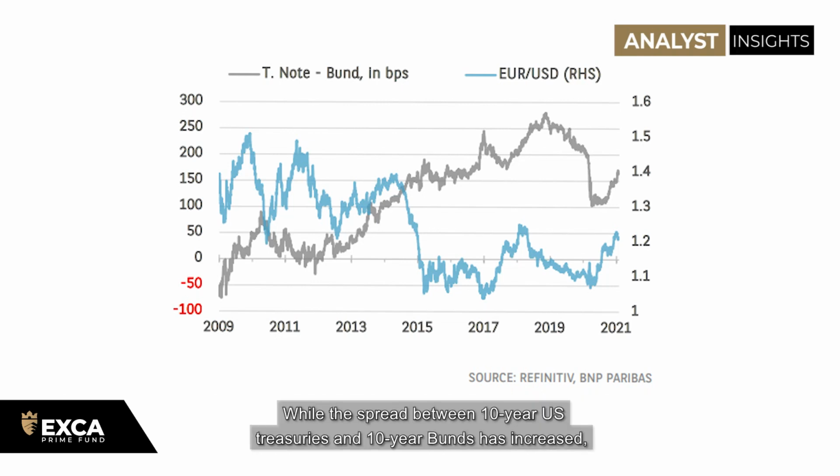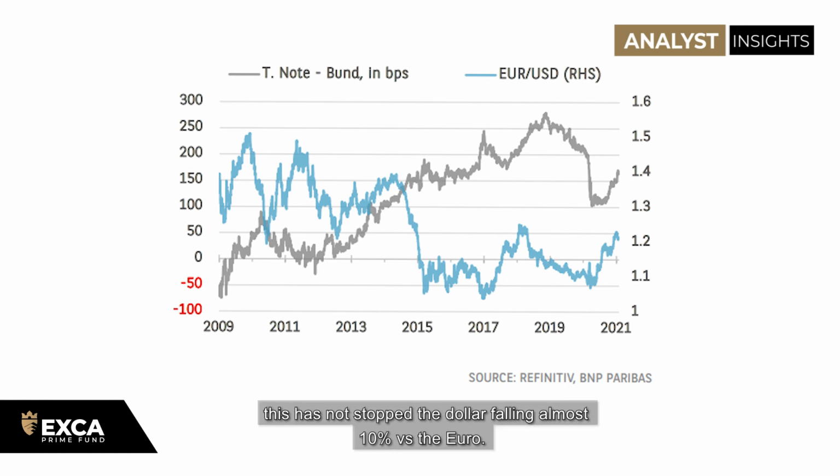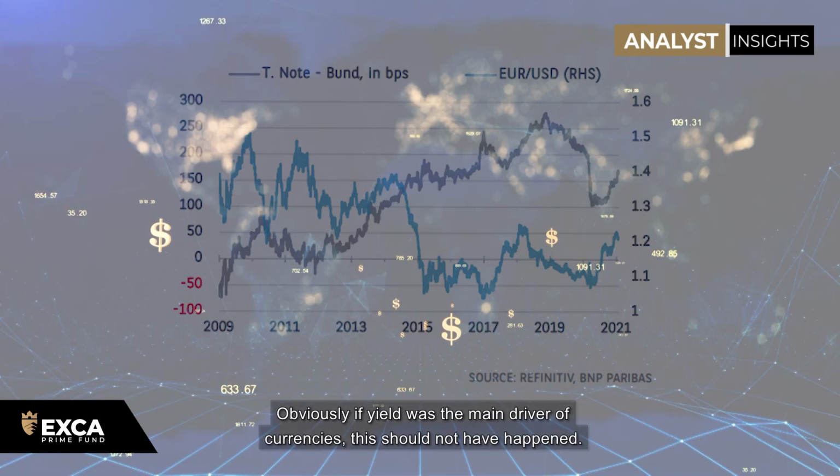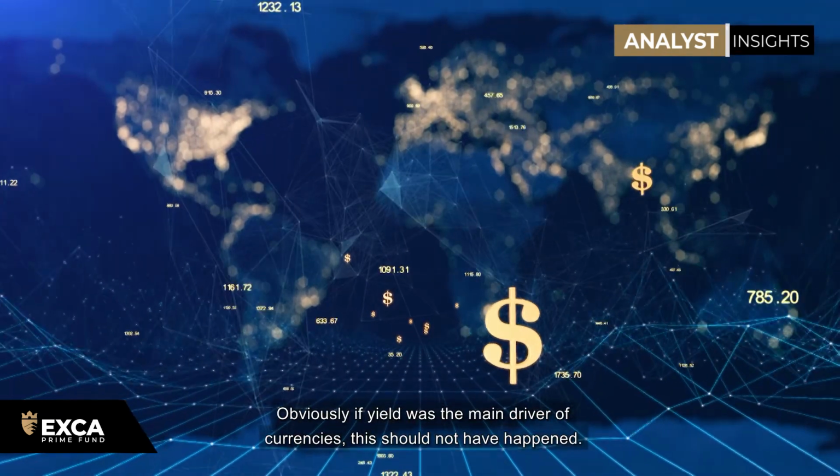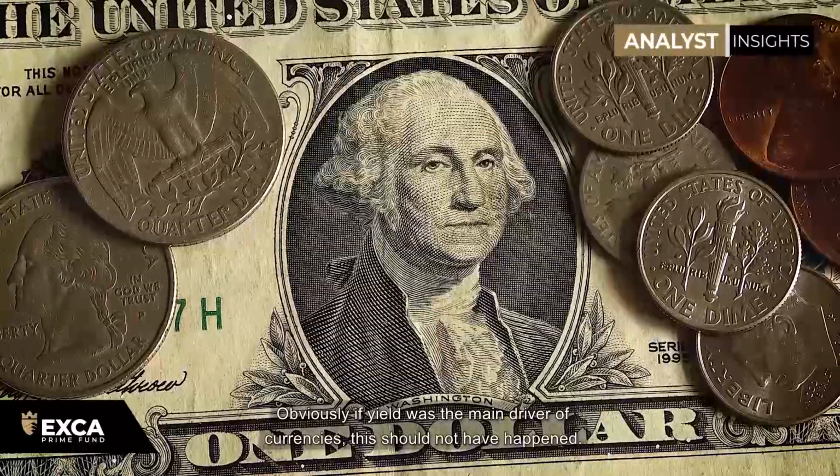While the spread between 10-year US Treasuries and 10-year bonds has increased, this has not stopped the dollar from falling almost 10% versus the euro. Obviously, if yield was the main driver of currencies, this should not have happened.